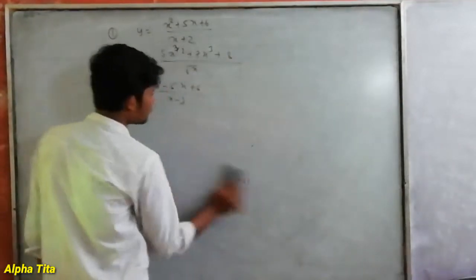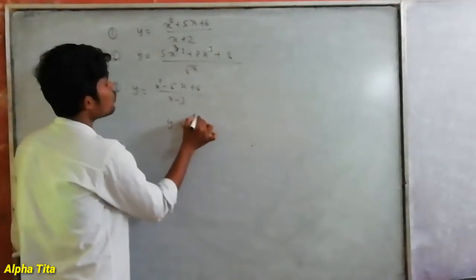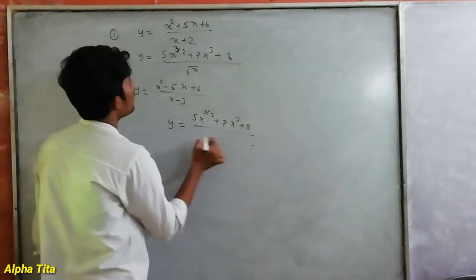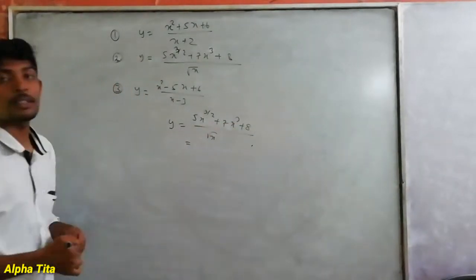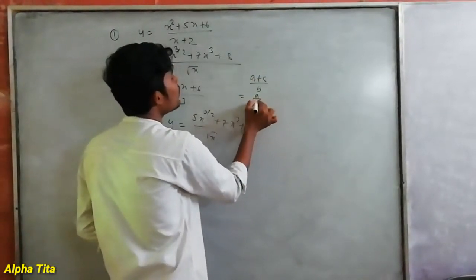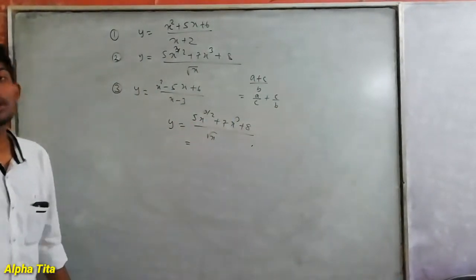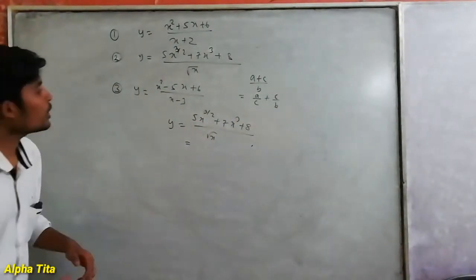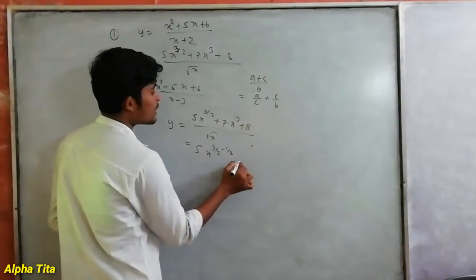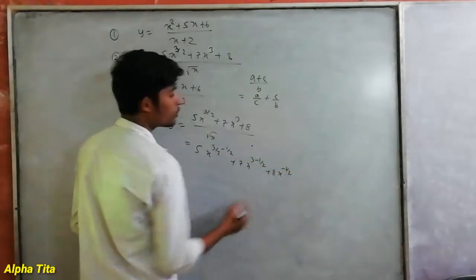Next question is y is 5x to the power 3 by 2 plus 7x cube plus 8 divided by root x. Then what you get? We know one formula, a plus c divided by b. Then you can say that a by b plus c by b. Simply you have to use this formula in that case. What do you get? 5x to the power 3 by 2 minus 1 by 2 and 7x to the power 3 minus 1 by 2 plus 8x to the power minus 1 by 2.